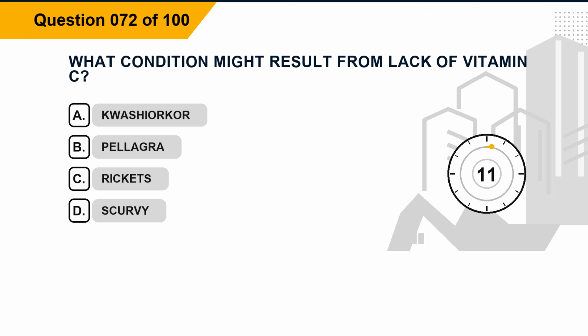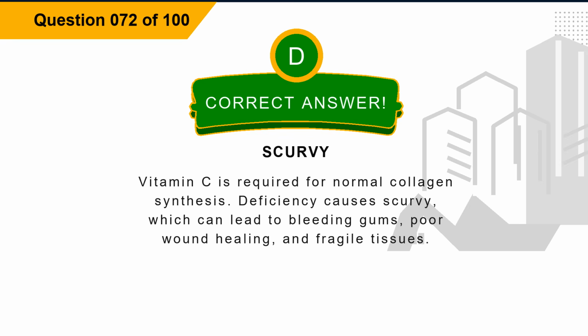Question 72. What condition might result from lack of vitamin C? Option A, kwashiorkor. Option B, pellagra. Option C, rickets. Option D, scurvy. The correct answer is option D, scurvy. Explanation. Vitamin C is required for normal collagen synthesis. Deficiency causes scurvy, which can lead to bleeding gums, poor wound healing, and fragile tissues.